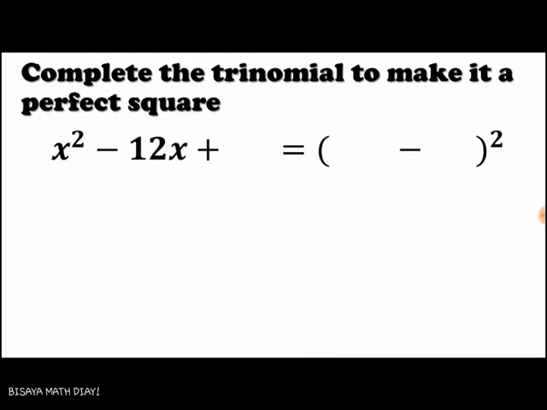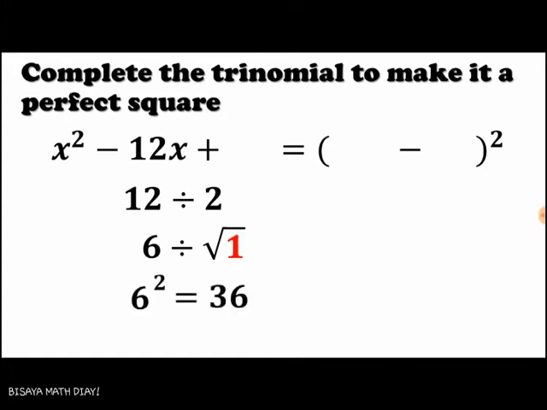Why it's minus? Because again, the middle term is negative. So, baba ang 12 divided by 2. Result is 6. Then we divide it by square root of 1. That is 6. And then we square. And therefore, it's 36. So, ang atong gipangita nga number is 36. So, we take the square root of x squared, that's x, and then square root of 36, that is equal to 6.